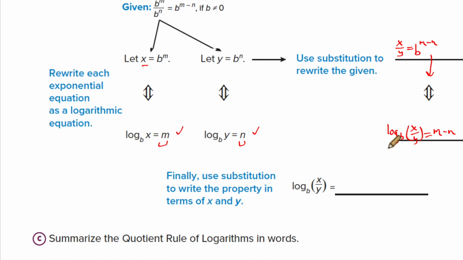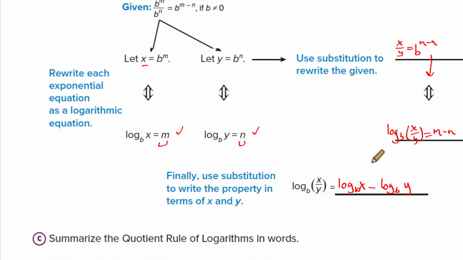So log base b of x over y equals m, which I have over here. So I'm going to write it as log base b of x minus, and now I write n. n is log base b of y. So what did we conclude here? If I take the log of a quotient, it's equal to the difference of each individual log. I can take the log of the first one and subtract the log of the second one.